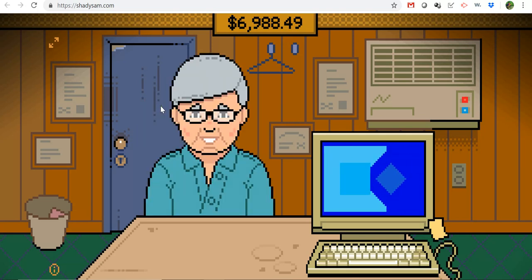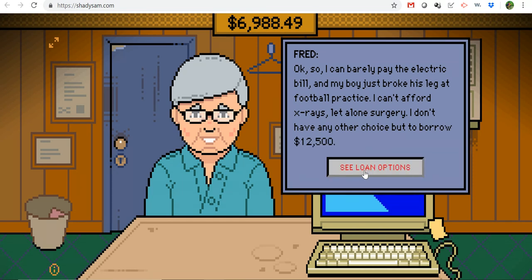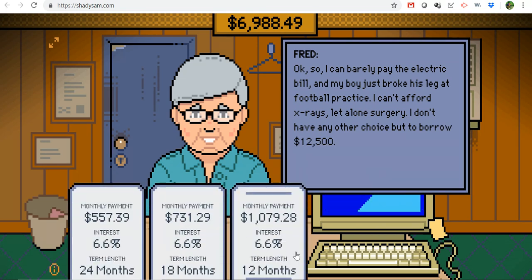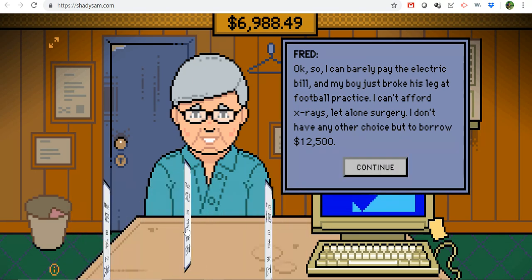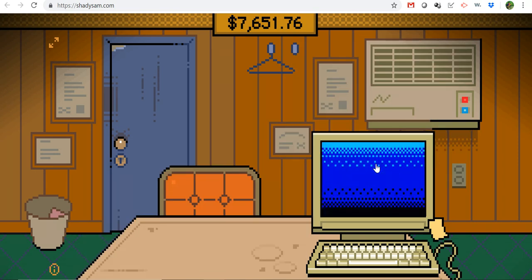You'll get another knock at the door. Another person barely pays his electric bill, and so again, you're going to lend him money. This one provides a little bit more in-depth thought. You have different terms, but you have the same interest rate. Which one is going to provide you the most amount of money? So let's just say that you end up picking this one. In this case, it was not the best choice. You still made money, but it could have been better. You go ahead and hit continue.